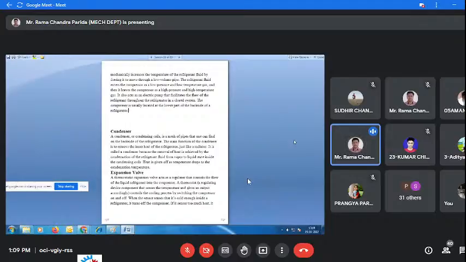So all these are the main parts of your refrigeration system. If you start with the evaporator, then the compressor, then the condenser, then there is the expansion valve.